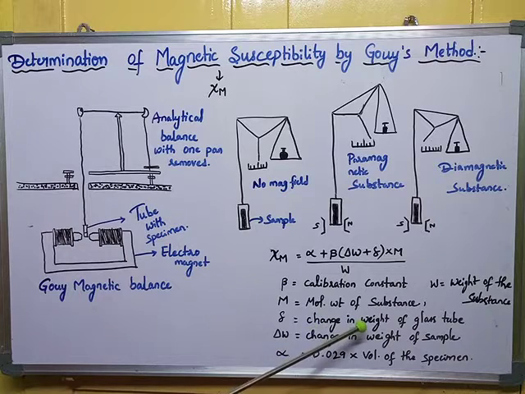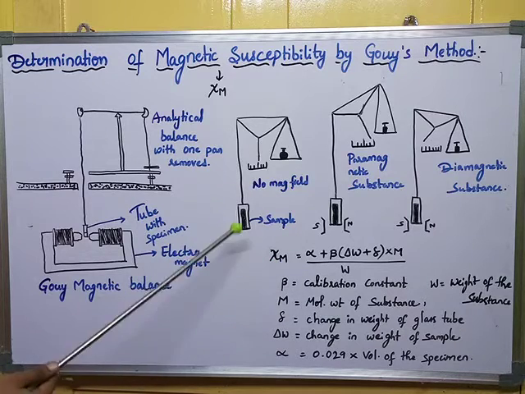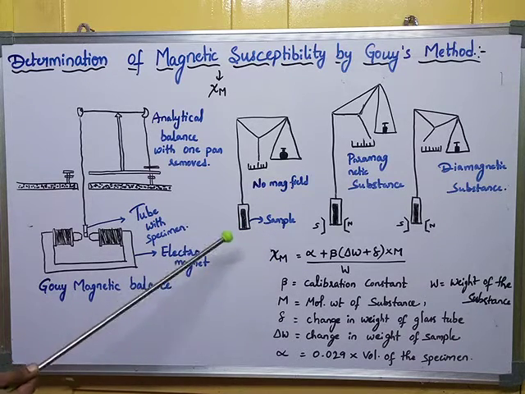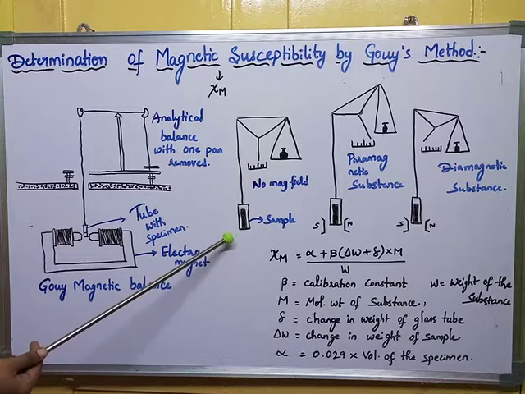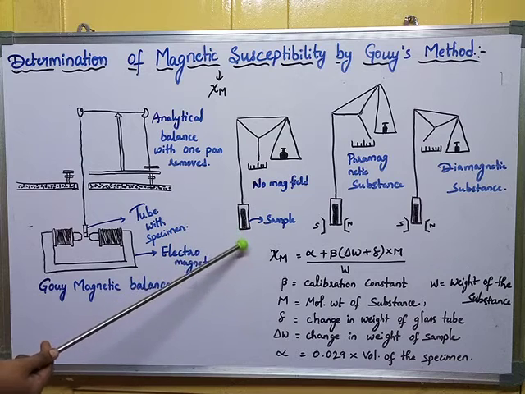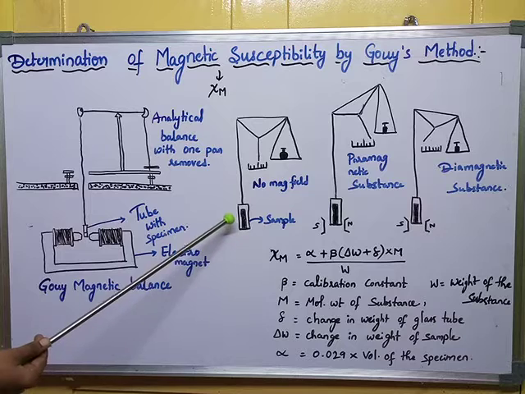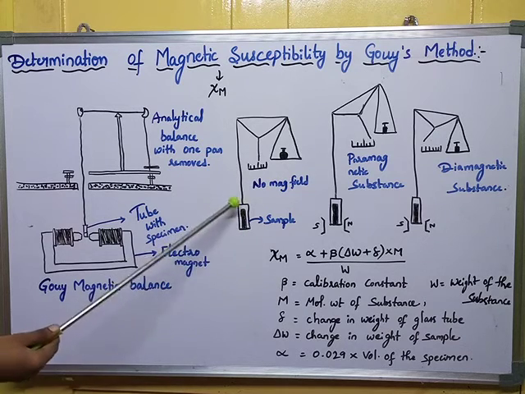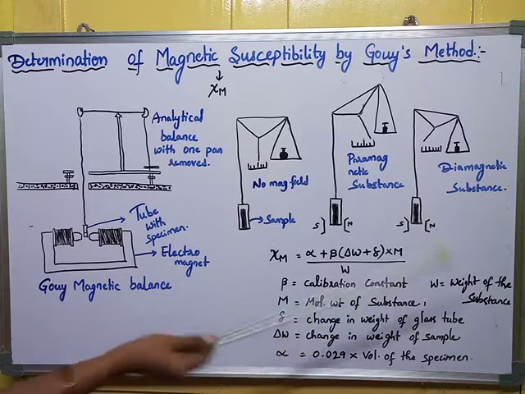We are using a glass tube, no? The glass tube is also a diamagnetic substance. So while calculating this, you need to use the weight of the glass tube also. We'll take the empty glass tube weight first, and after that we'll add the sample. After adding the sample, we'll take the weight of the glass tube with the sample, and next after removing the sample, we'll take the empty glass tube weight after transferring. Like that we'll calculate the change in the weight.